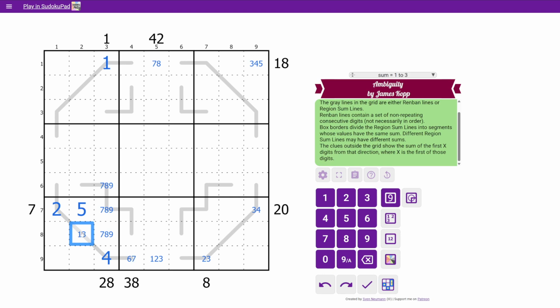But if this is a 3, then it doesn't add up to 7, obviously, but it could reach it: 2, 3, 4, 5, 6, like I've been saying. The whole puzzle. But I just haven't proved it yet.